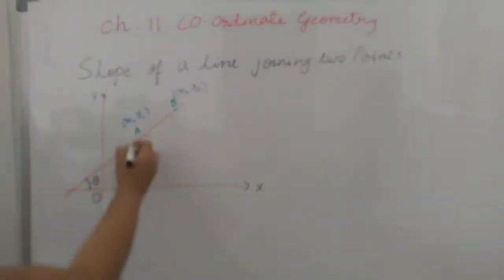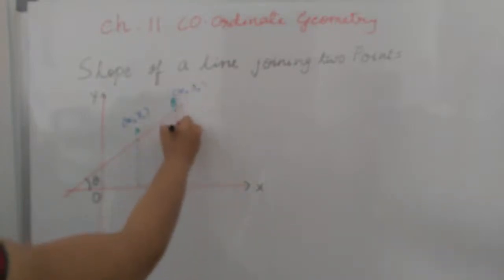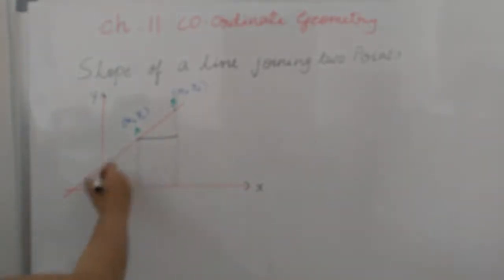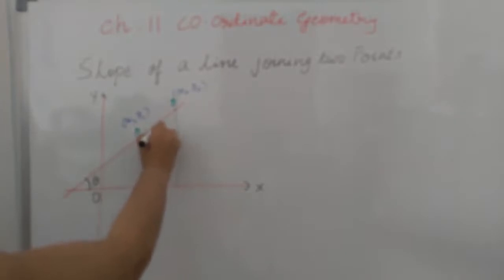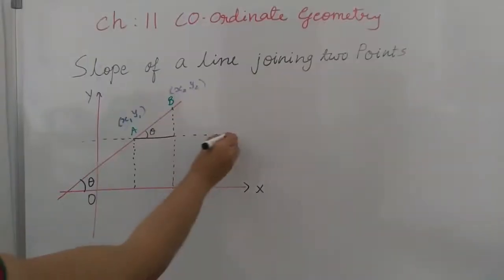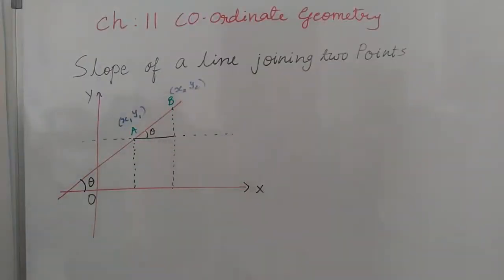For that we are going to derive one formula. Let us take a perpendicular from A on the x-axis and from B on the x-axis. These are the perpendiculars drawn, and this line I am joining here is parallel to the x-axis. Now here this is theta, so this is also theta. How? These are parallel lines, no? This one and this one. You can extend this line like this, so you can understand these are parallel lines.